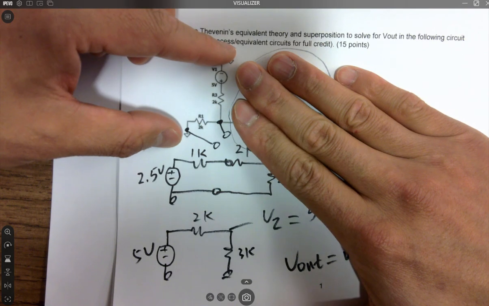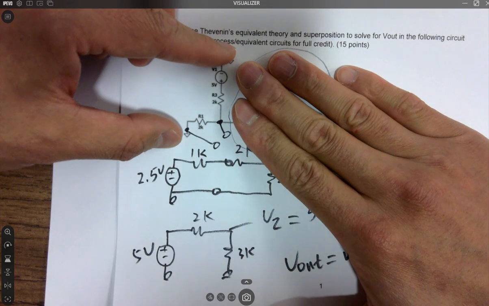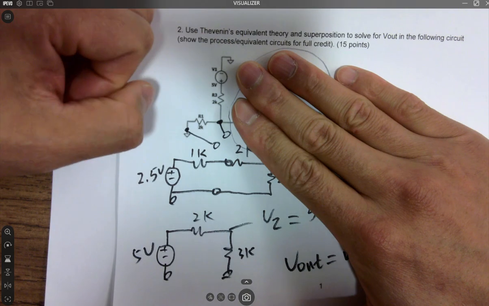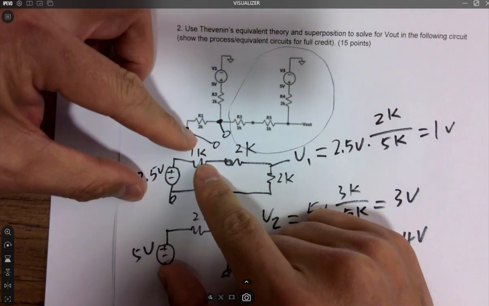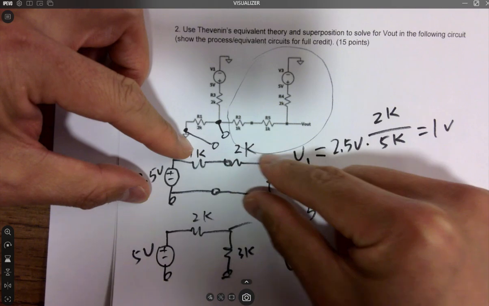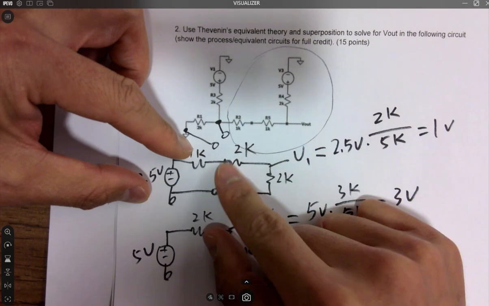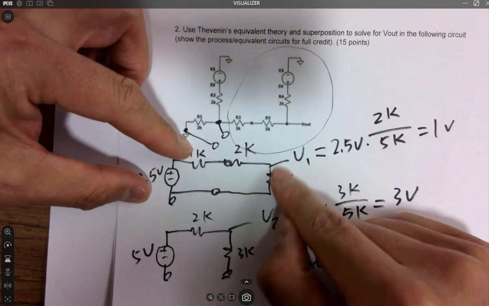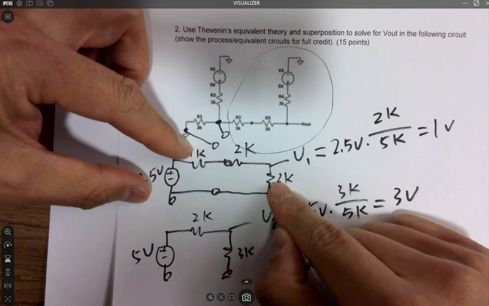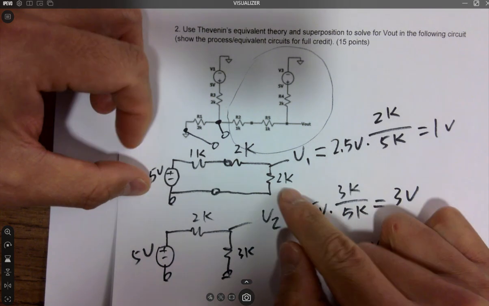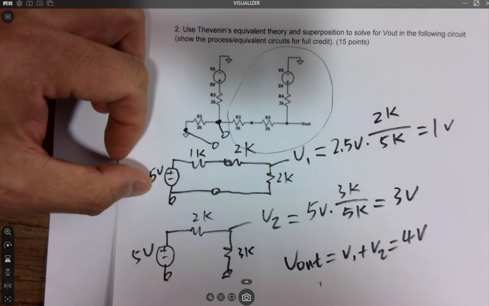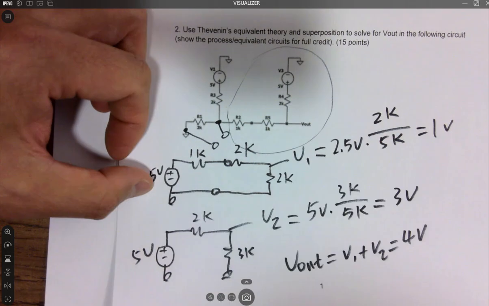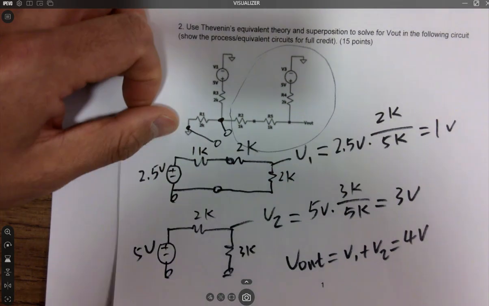Okay. Just 2 steps. You have to follow these 2 steps. Got VTH, got RTH, right? It's 2 steps. Yeah. And then you find these 2 values, and then you put it back into the circuit, connect the load to it. So the load gives you a 2K here and 1K here, 2K here. Okay, and so voltage divider got 1 volt and 3 volts when you look backwards. Any questions on this? No?